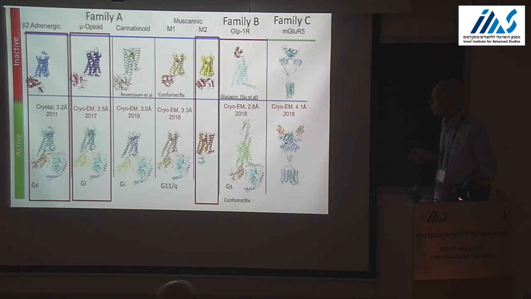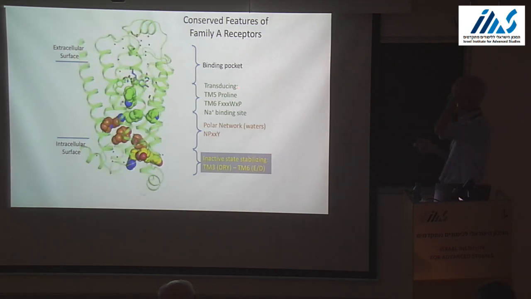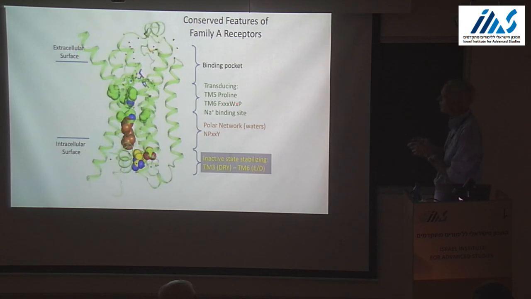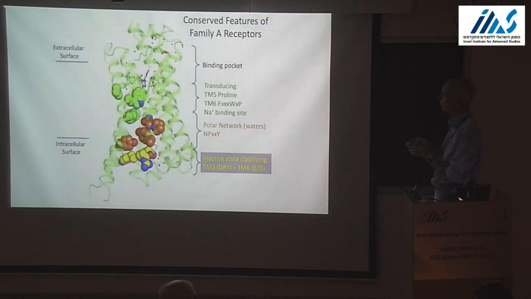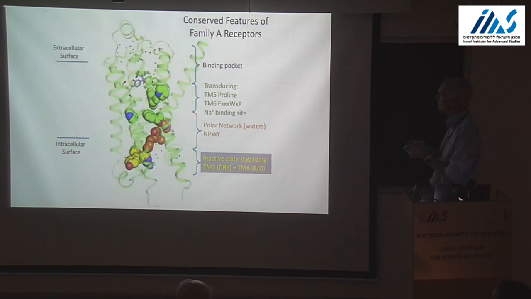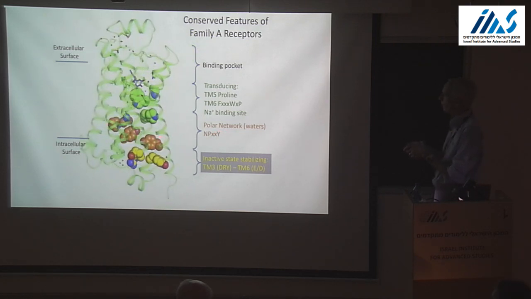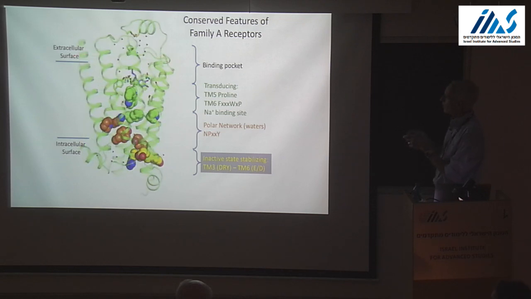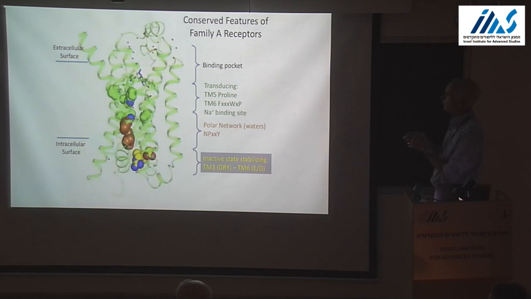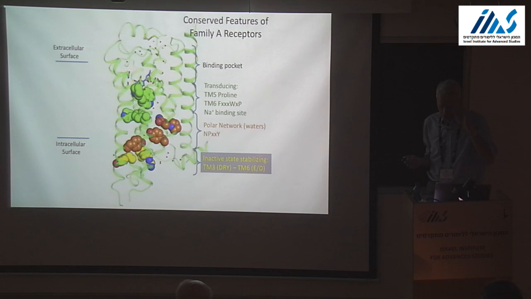So I first want to go through these three, which are the most closely related in family A. And I'm going to talk about three regions of the receptor: the binding pocket; this transducing domain, which has a conserved proline in TM5 and a phenylalanine and proline in TM6; and this polar region where there is this NPXXY sequence. So the binding pocket, as you'll see, is different for all of these receptors, but it ends up having the same sort of conformational changes when it gets to the cytoplasm.